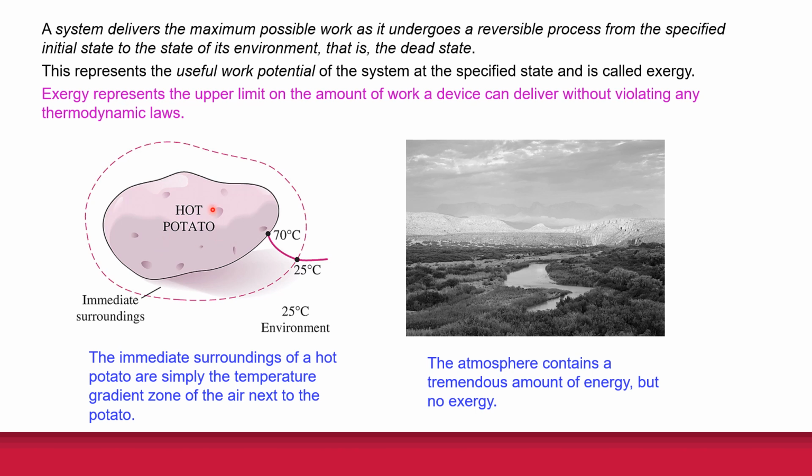So here you have the example of a hot potato at 70 degrees C, and the environment at 25 degrees C. Therefore, there's going to be a transfer of energy from the hot potato to the environment. Now, when the hot potato reaches 25 degrees C, it'll be in equilibrium. In this case, the dead state is the environment. The atmosphere contains a tremendous amount of energy, but no exergy. That's also important to remember.